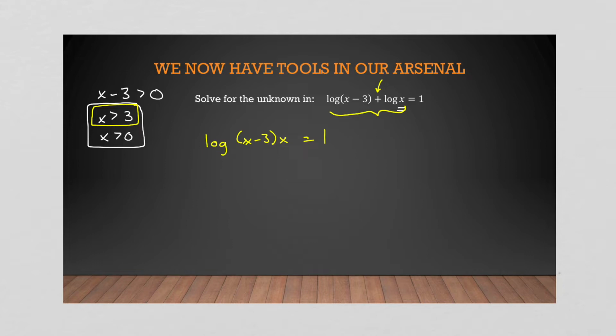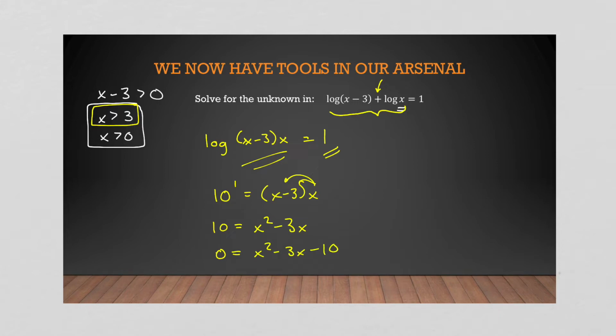A question. What do I do? Well, let's convert to exponential form. Base is 10, so now I have 10 to the power of 1 equals x minus 3 times x, which means I now have 10 equals x squared minus 3x. Multiply that x in, which means I now have 0 equals x squared minus 3x minus 10, and now I am solving a quadratic.